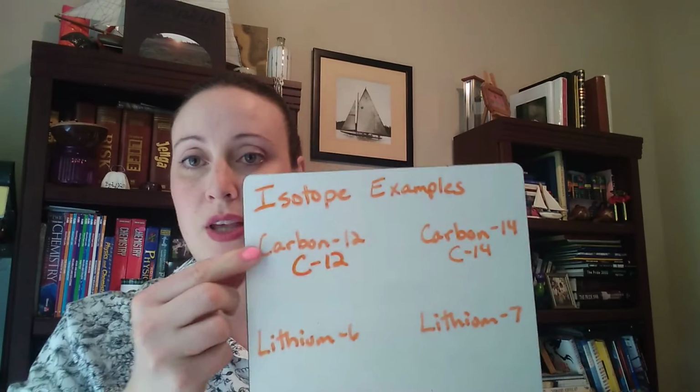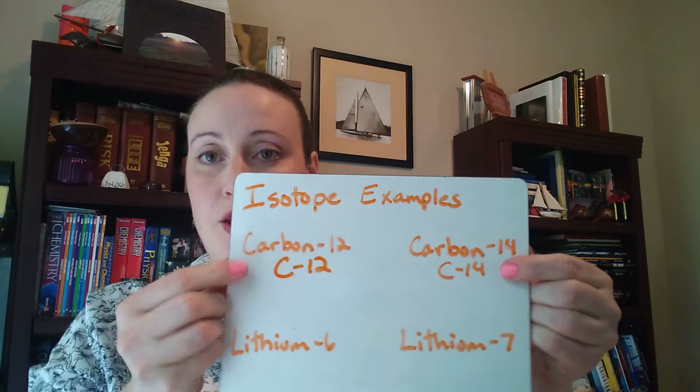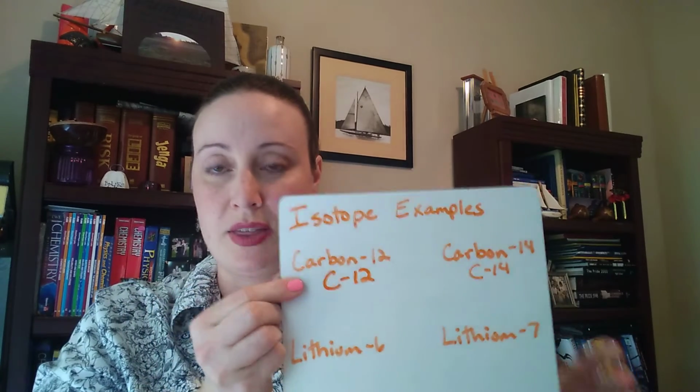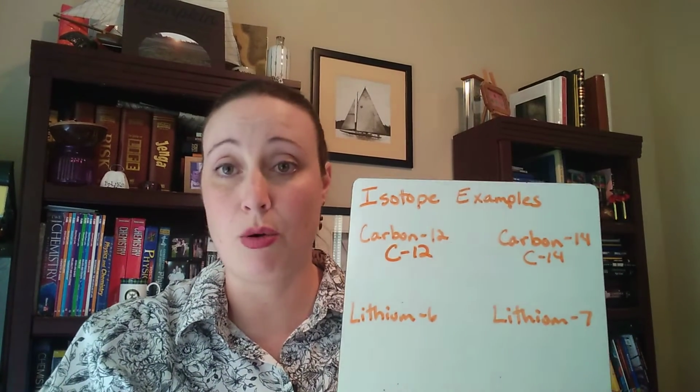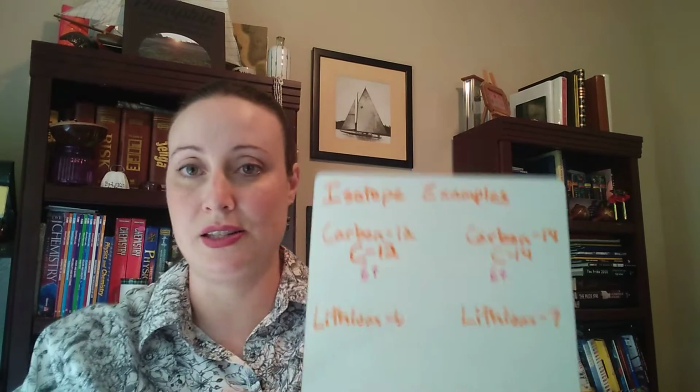So when you see symbols like this with a number next to it, it's telling you the mass of the nucleus. That is the protons plus the neutrons. Since we know carbon has 6 protons, we know both of these would have 6 protons. And then we just have to figure out how many neutrons they would have to get these masses.